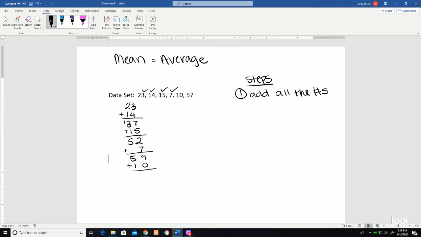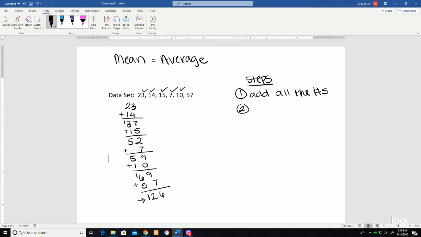All right, 9 plus 0 is 9. 5 plus 1 is 6. All right, and then the last number is a 57. All right, so here we go. 9 plus 7 is 16. Bring that tens over, and then 6 plus 5 is 11, plus that 1 is 12, so our total is 126. So we added all the numbers and we got 126 right there.